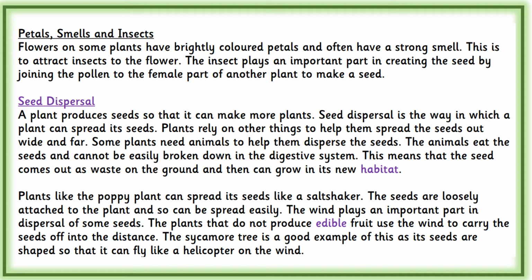Plants like the poppy plant can spread its seeds like a salt shaker. The seeds are loosely attached to the plant and so it can be spread easily. The wind plays an important part in the dispersal of some seeds. The plants that do not produce edible fruit use the wind to carry the seeds off into the distance. The sycamore tree is a good example of this, as its seeds are shaped so that they can fly like a helicopter on the wind.